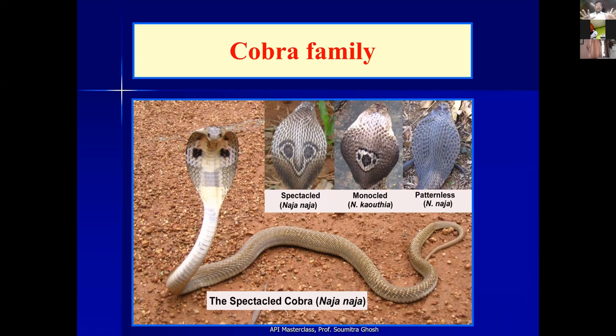This is the cobra, and the cobra may have different kinds of presentations. This is the spectacled cobra, Naja naja. You can see this gorur khur mark, a horseshoe-like, U-shaped presentation. It is called spectacled because it has a similarity to spectacles. This is the monocled cobra, Naja kaouthia, and this is a patternless cobra. No, I mean, a pattern is there on the face.